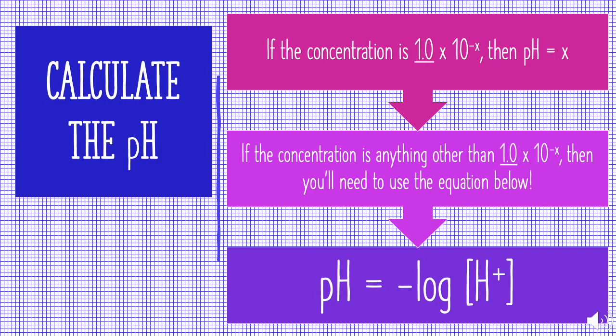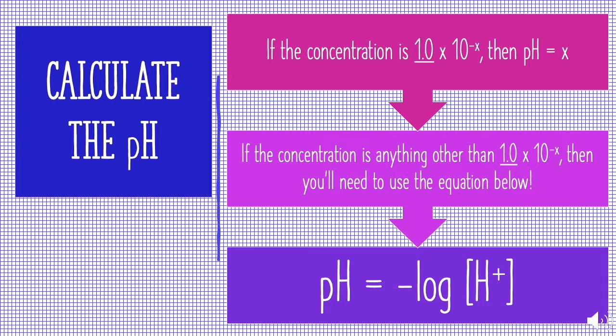So now let's talk about how to calculate pH. We've already said that if the concentration is 1.0 times 10 to the negative x, then the pH is going to be equal to x. However, if the concentration is anything other than 1.0 times 10 to the negative x, then you're going to need to use the equation below.